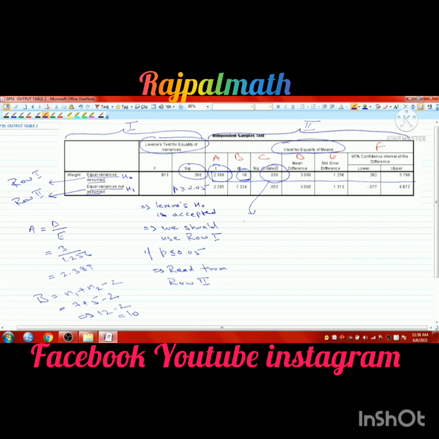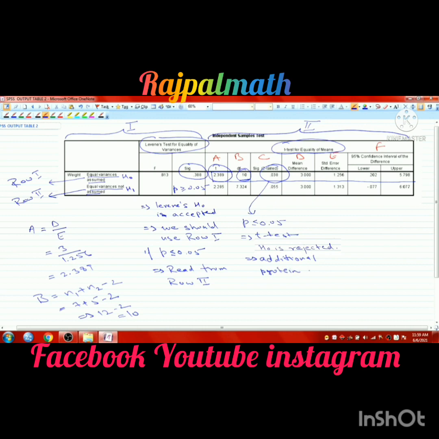Now next very important column, C, the p-value column. Here p is less than or equal to 0.05 at 5% significance level. Therefore the t-test null hypothesis is rejected, which means additional protein increases the weight of the chickens. You can conclude that there is a statistical difference between the two groups.